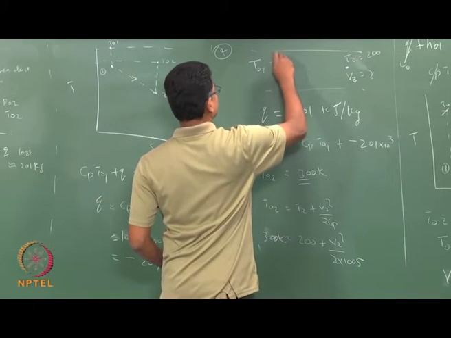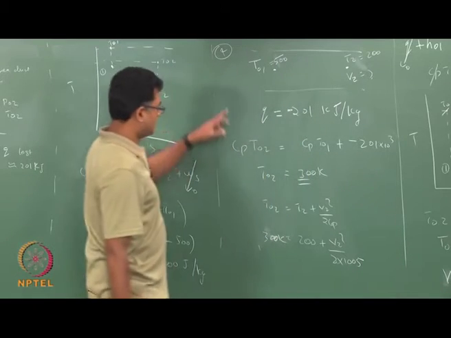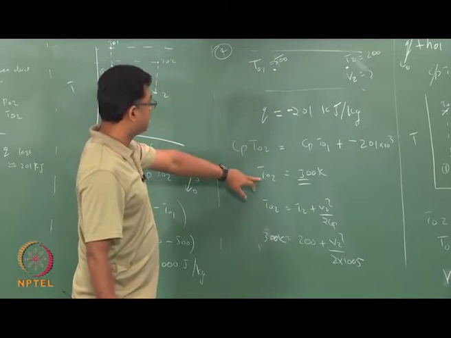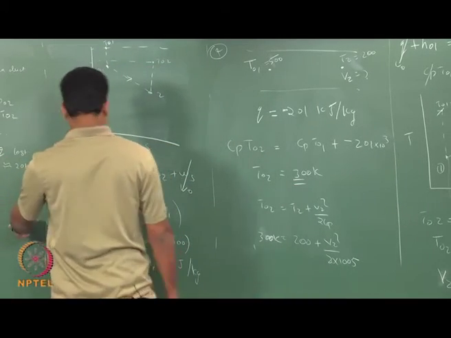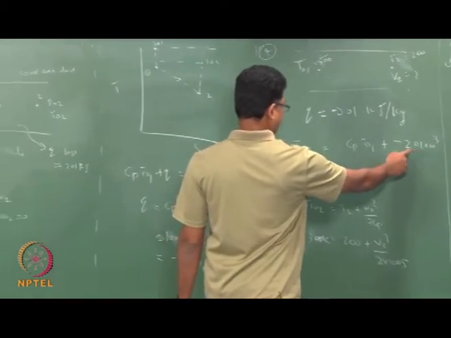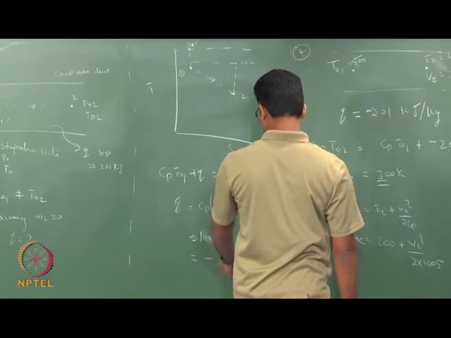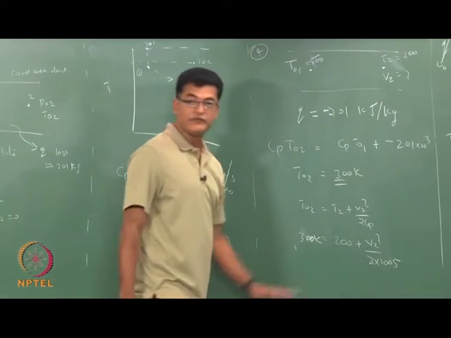T01 is 500. T02 you would get as 300, which is the same as our numbers in the previous question, and then Q is this, again the same number as from the previous question. You can find your V2.